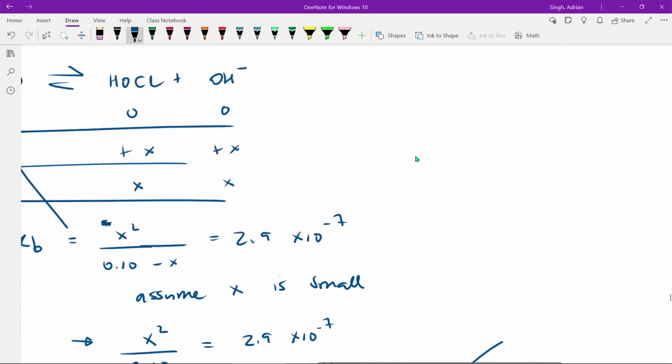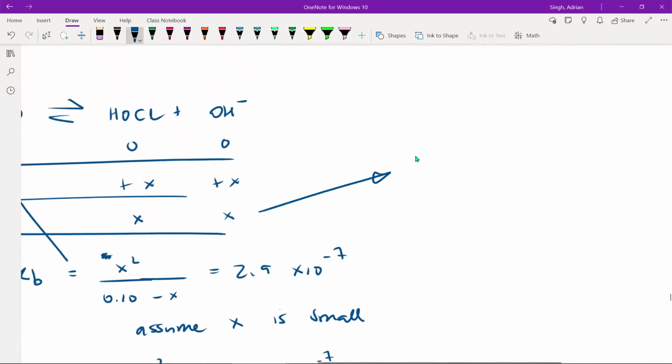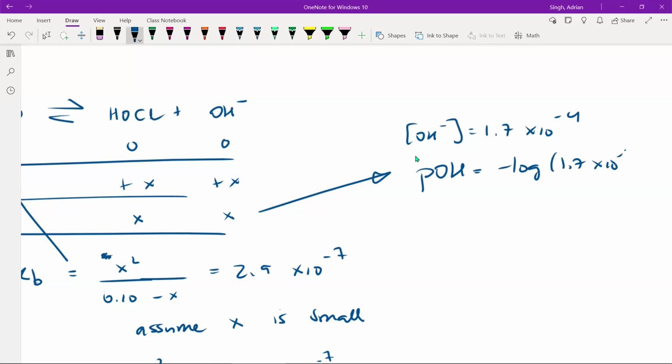What is X equal to? Well, X is the concentration of the hydroxide, so 1.7 times 10 to the minus 4. So we can calculate the pOH for this: the negative log of 1.7 gives the pOH as 3.77, which means the pH would be equal to 14 minus 3.77. And that gives a pH of 10.23.